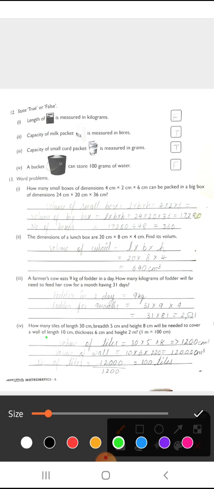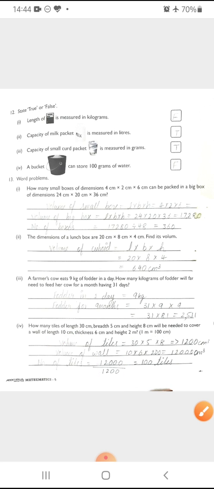So first of all, the volume of a tile we'll find out. The formula for volume of a cuboid is length multiplied by breadth multiplied by height. So 30 multiplied by 5 multiplied by 8 is 1200 centimeter cube. Similarly, we'll find the volume of the wall. It is 10 multiplied by 6 multiplied by 200, that is 12,000 centimeter cube. Now for the number of tiles, we will divide these two. We'll get 100 as the answer. So this is how we have to do this.